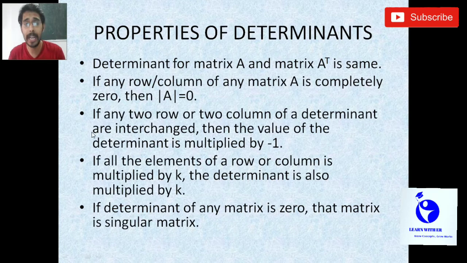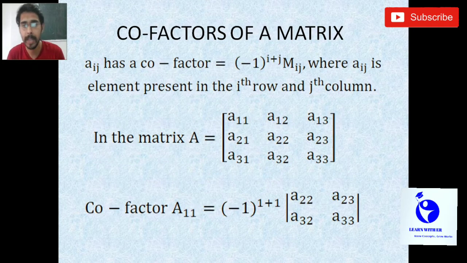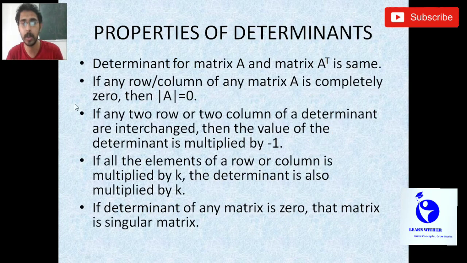Third point, if any 2 row or 2 column of a determinant are interchanged, then the value of the determinant is multiplied by -1. Let's say we are now interchanging the first row with the second and the second row with the first. So the first row now becomes A21, A22, A23, and the second row now becomes A11, A12, A13. Now if you compare the determinant of the previous matrix with the newly formed matrix, you will find that the newly formed matrix multiplied by -1 will give you the determinant of the previous matrix. So this is the point which has been told here.